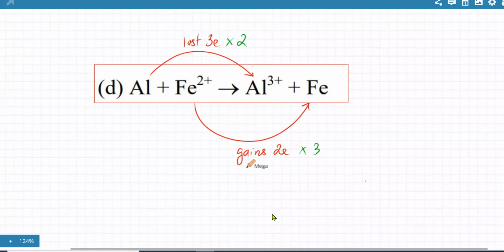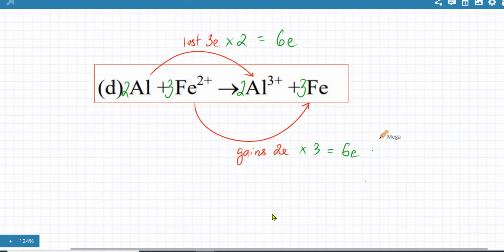So that basically means you need to double the aluminiums. If you have 2 aluminiums, that would automatically mean the number of electrons lost would be 6, right? And if you multiplied this by 3, that means you should have 3 Fe's. If you have 3 Fe's, the number of electrons gained would also become 6. So now the equation is balanced, and the number of electrons, so this redox reaction is now completely balanced.